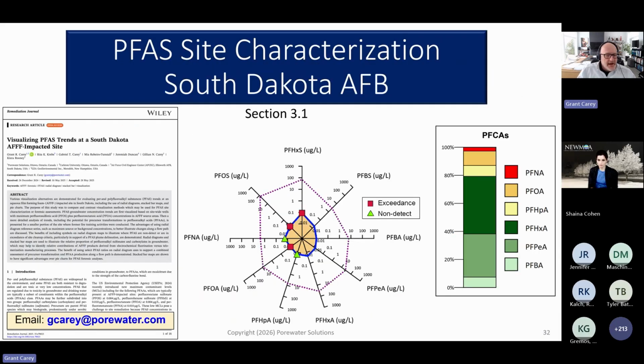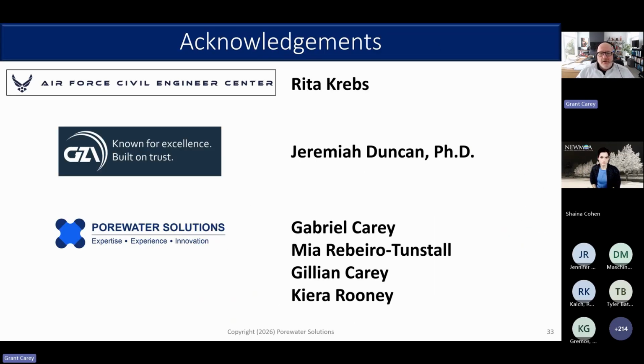So I'm going to go through now a characterization for Ellsworth Air Force Base, where we actually published a paper recently. Feel free to email me if you want a copy. We looked at the AFFF source areas at the site, and also at the former fire training area, where we looked at conditions in more detail in terms of mapping. So Rita Krebs was a co-author I'd really like to acknowledge.